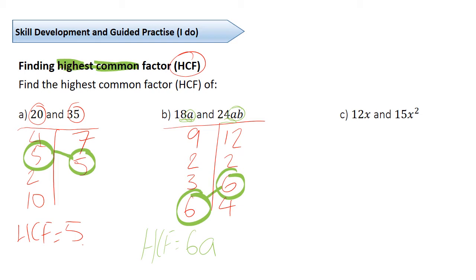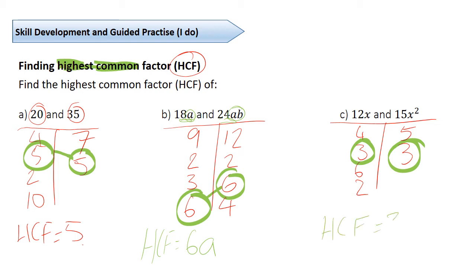Last but not least, let's have a really quick look at this one. Factors of 12: 4 and 3, 6 and 2. Factors of 15: 5 and 3. Again, I'm comparing those lists, I'm looking for the highest common one, which looks like 3. No 5 in that list. So I have my HCF is equal to 3.